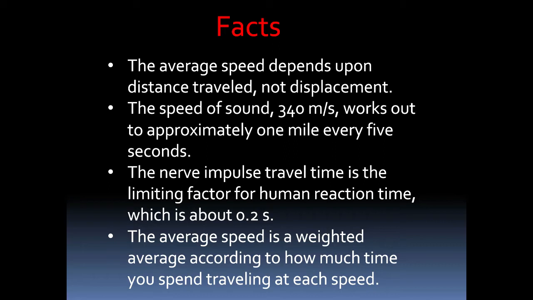If we look at nerve impulses, and there is a lab we want to do to measure our reaction time, the average reaction time for human beings is about 0.2 seconds. The average speed is a weighted average according to how much time you spend traveling at each speed. It doesn't give you too much detail, but it's still useful. Speed is still a great concept, and if you do that graphing activity I asked you to do, it will reveal some other insights you may not be familiar with.